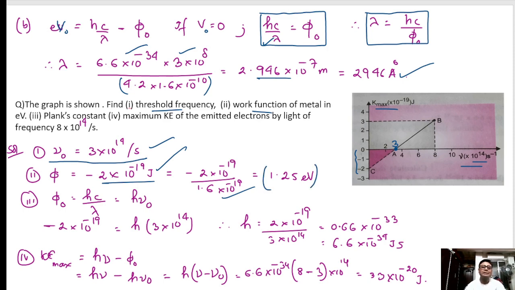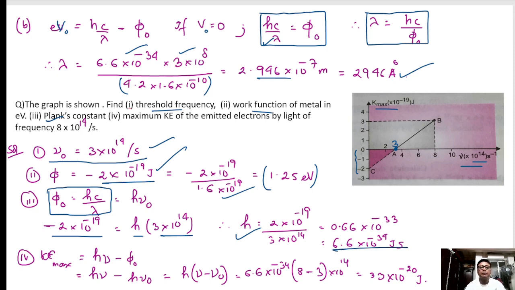Now they are asking for Planck's constant. The work function is also written as hc by lambda, which is h nu, because the intercept on the axis is given as h nu. We know the work function, 2 into 10 to the power minus 19, and the threshold frequency, so using that we can find out the value of h.